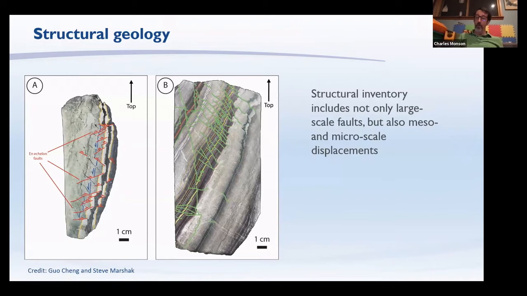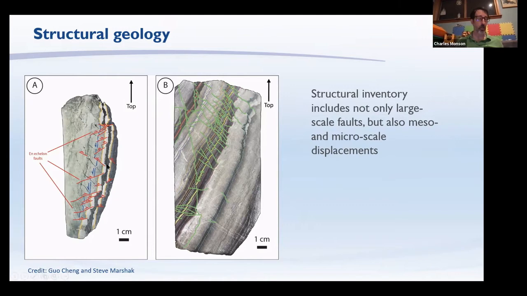But on a finer level, we had that core, and you can do a lot with a single good core. I mentioned Steve Marshak earlier, the structural geologist. He has been working with a grad student who's now at Iowa, Guo Chang, on a structural inventory of that big Kauser core that goes right down through the middle of the central uplift. They've done some really interesting work. They've mapped out all kinds of micro displacements, micro faults, en echelon faults, lots of stuff going on.